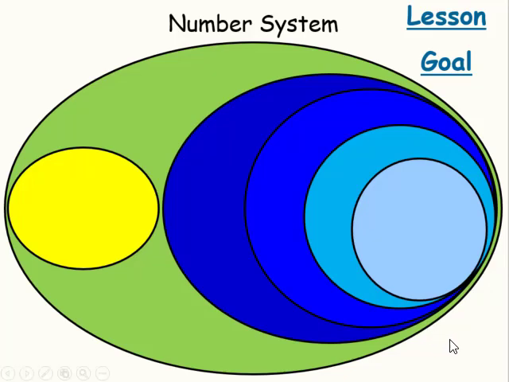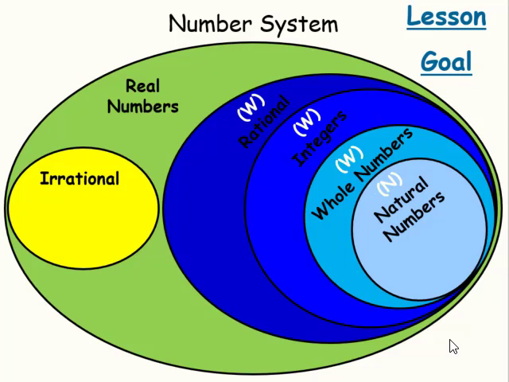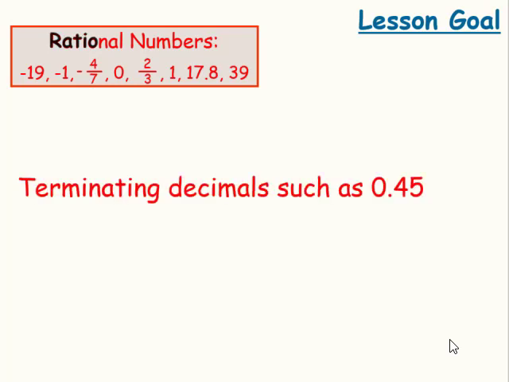We are working in the real number system. The real number system is comprised of rational numbers, which includes integers, whole numbers, and natural numbers, and irrational numbers. Together, irrationals and rationals make the real number system. The key word in rational, remember, is ratio.